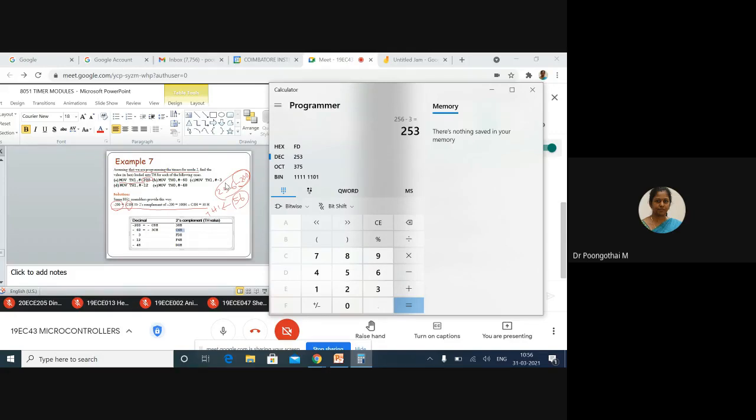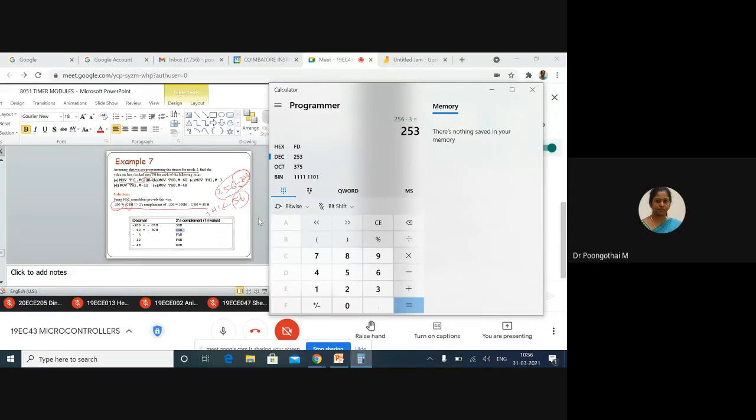What would be your initial value? So what is your initial value? FD, ma'am. FD, 253 is the initial value. So how many clock pulses are required? 3 clock pulses are required to set your overflow flag. புரிஞ்சுதுங்களா? அதே மாதிரி minus 200 அப்படின்னா 56 clock cycles are required.